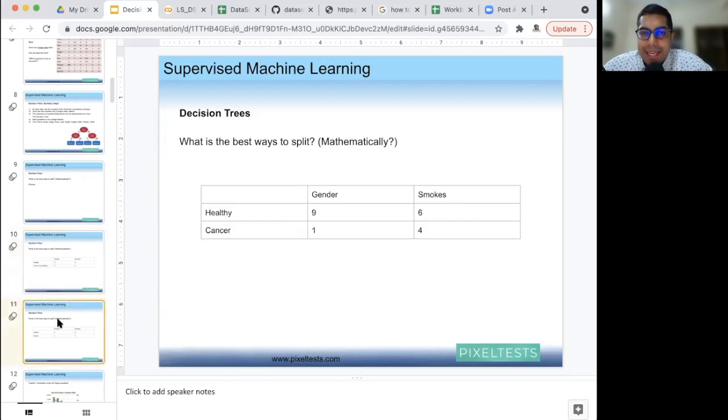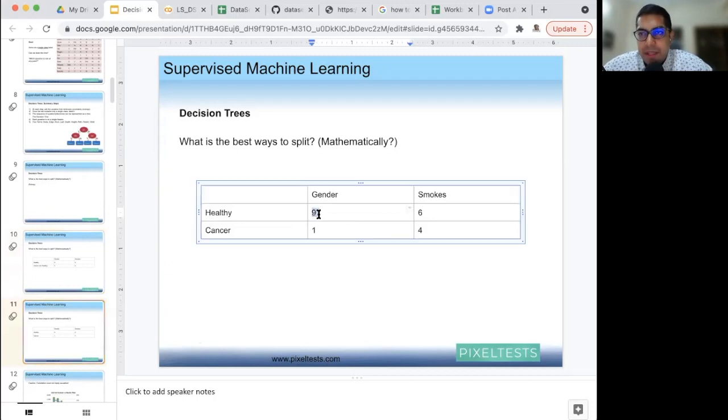Okay. Second, the same data set could be arranged in a way where there were 9 of one of the genders, and only one in the other. Here in this case, this gender column is a purer node. Compared to smokes, smokes is still 60-40. Here it is 90-10. So I will greedily pick gender.